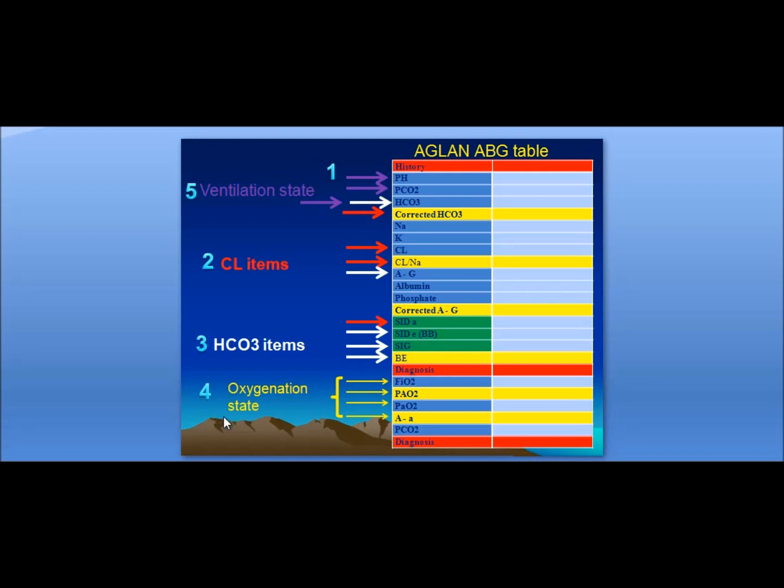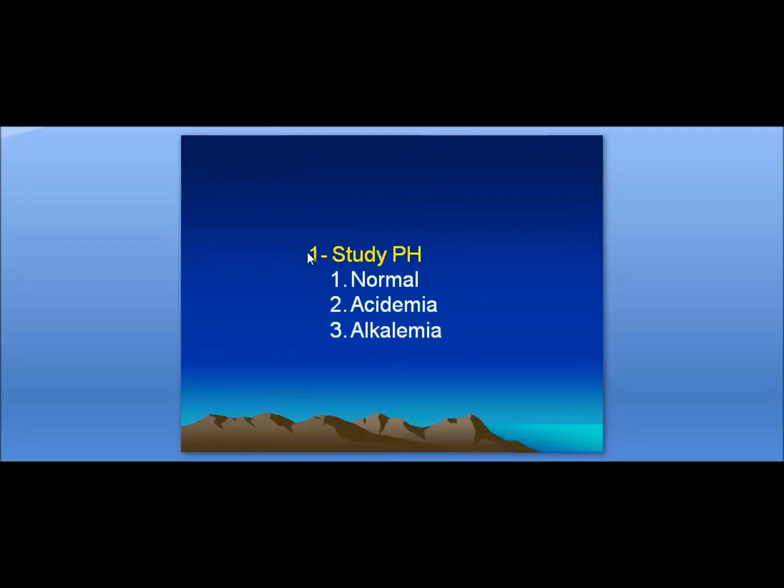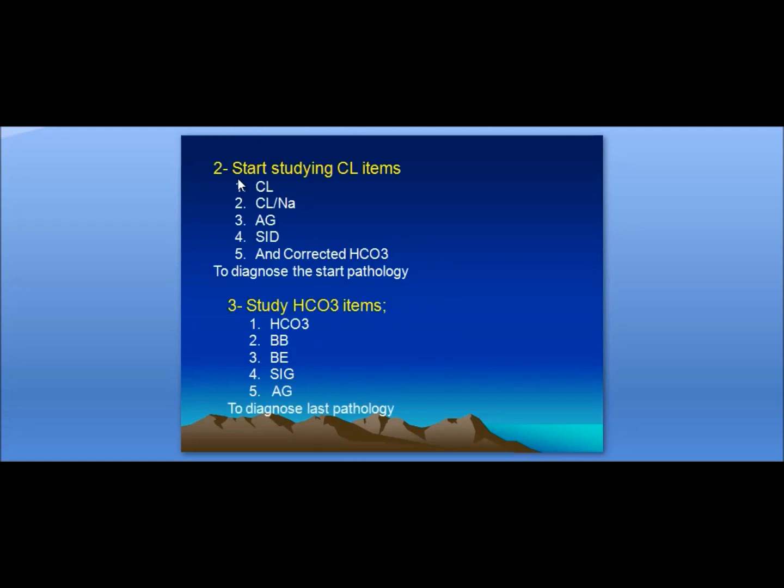Number 4, oxygenation state of the lung: FiO2, PaO2, arterial oxygen pressure, and alveolar arterial gradient. Number 5, ventilation state: the pressure of carbon dioxide and its relation to the pH and bicarbonate. To study the pH, for sure, see whether it is normal, acidemia, or alkalemia. Start studying the chloride items. Number 2, as I've mentioned before: serum chloride, chloride sodium ratio, anion gap, strong ion difference, and corrected bicarbonate.